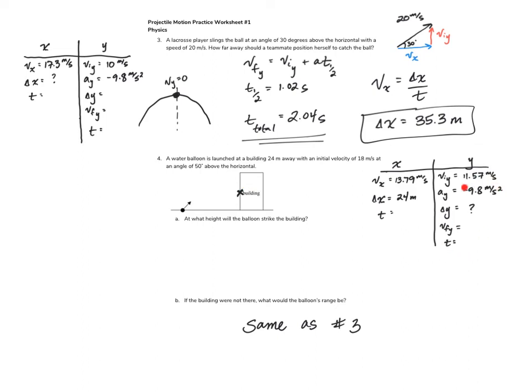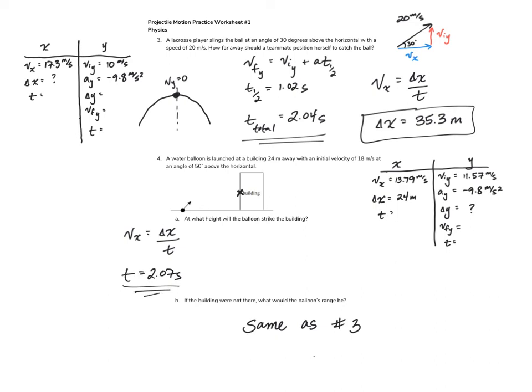Notice in the y direction, we don't have enough information to find that time it takes to get to the building, but in our x direction, we do. So we can work in our x direction here to find time, okay? We know Vx, we know delta x, so we can find time, which is equal to 2.07 seconds. Okay, so that's the time it takes for the balloon to get to the building.